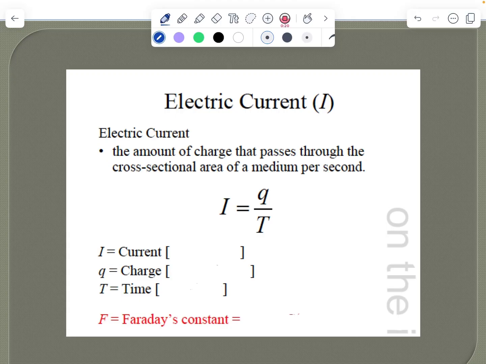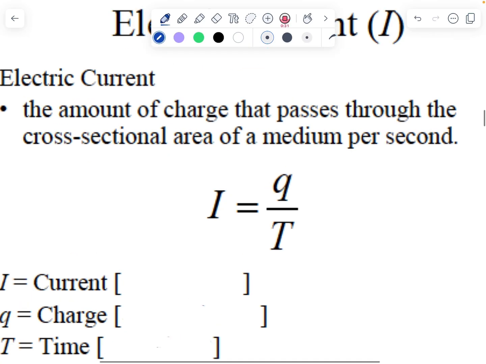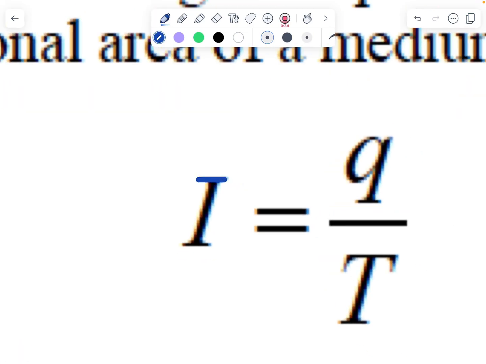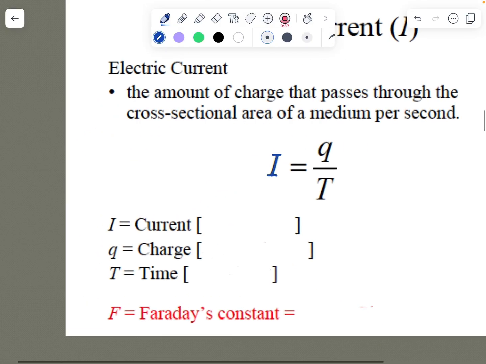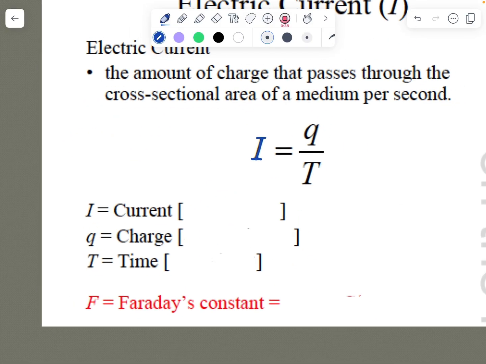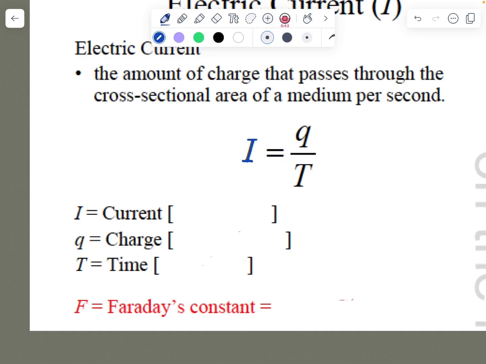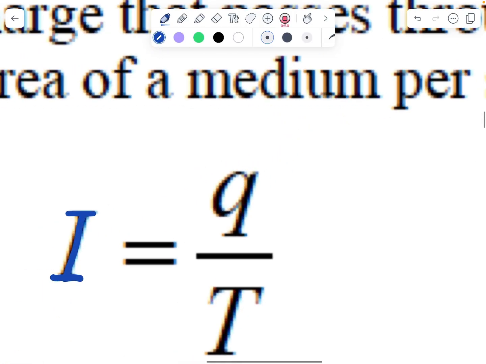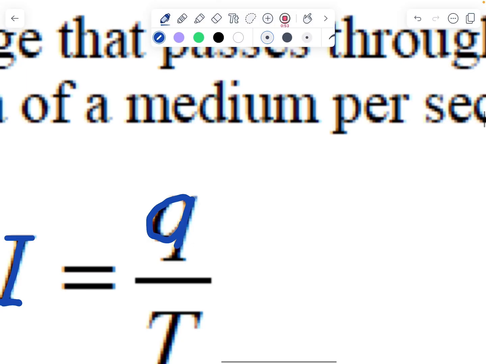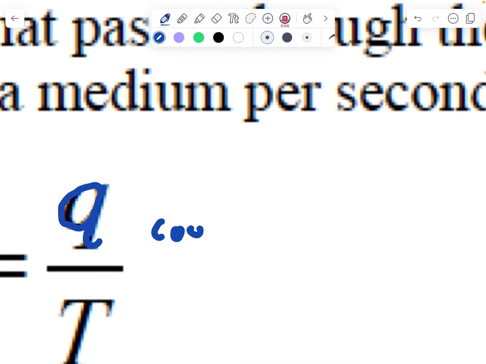In certain problems, they'll give us a current, which is the amount of charge that passes through the cross-sectional area of a medium per second, which essentially just means how electrons are flowing. This big I right here is our current, and we'll derive the units from these other units that we're dividing by. So our Q, our charge, is given in coulombs, named after a French guy, Coulomb.